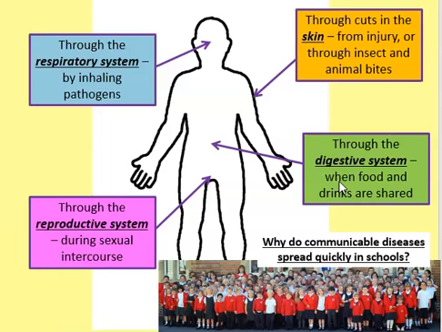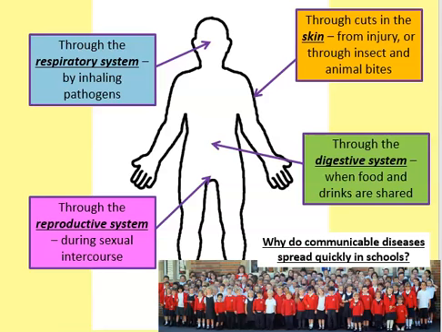Okay, so there is a question there: why do communicable diseases spread quickly in schools? That is because there's a large amount of people in quite a small area. So that is why colds and other diseases that are caused by pathogens do spread quickly in schools, because people are really close together. Okay, and therefore the disease can spread quite quickly.